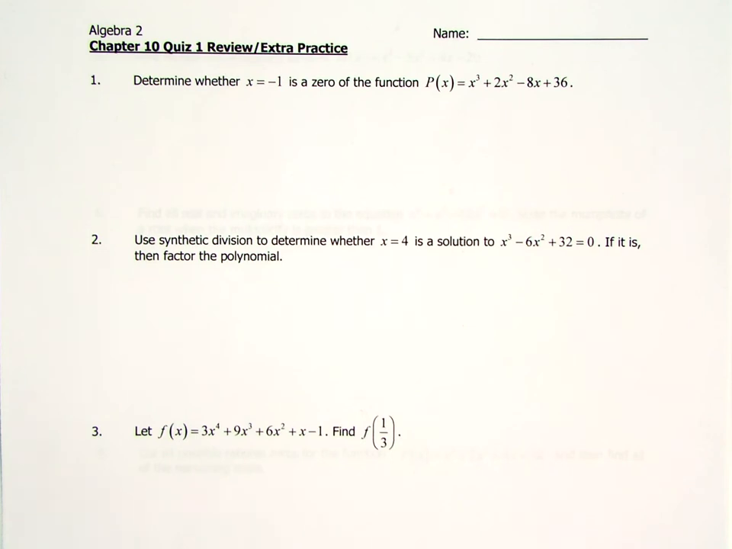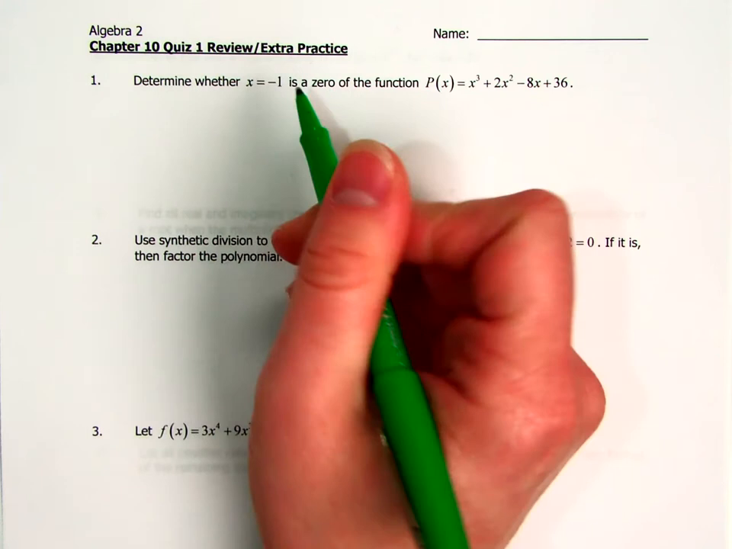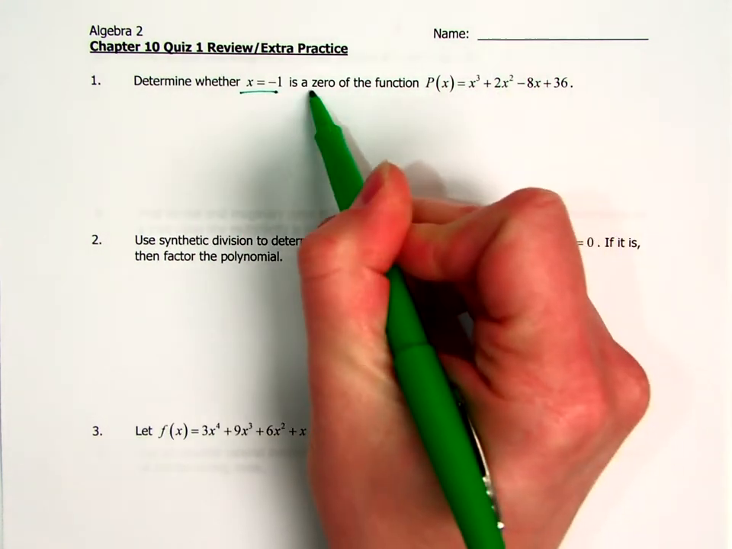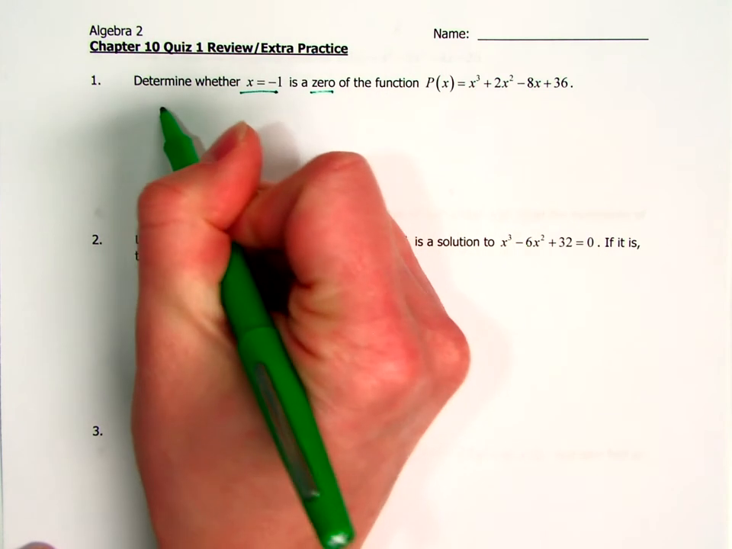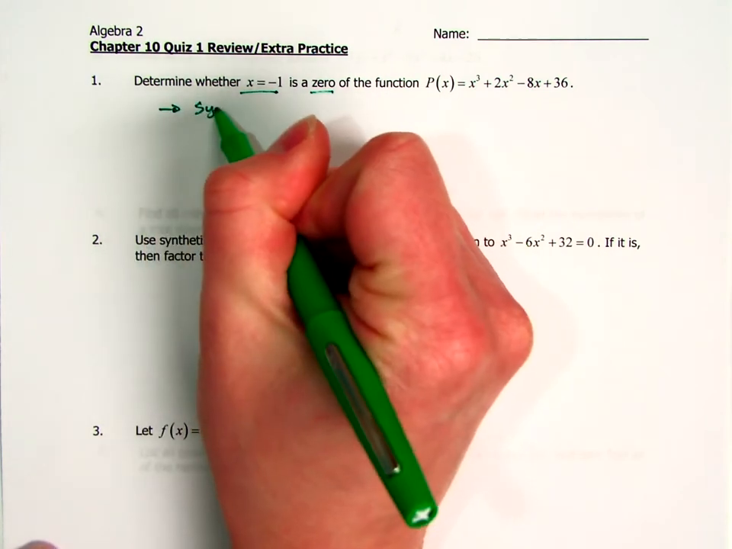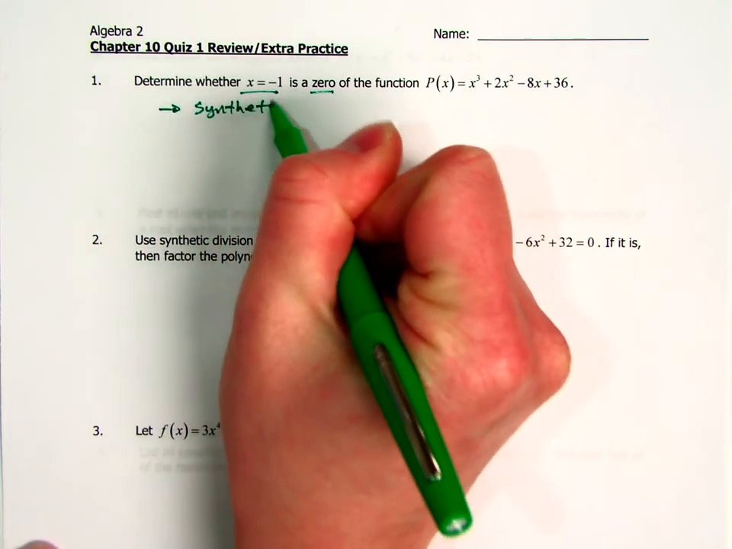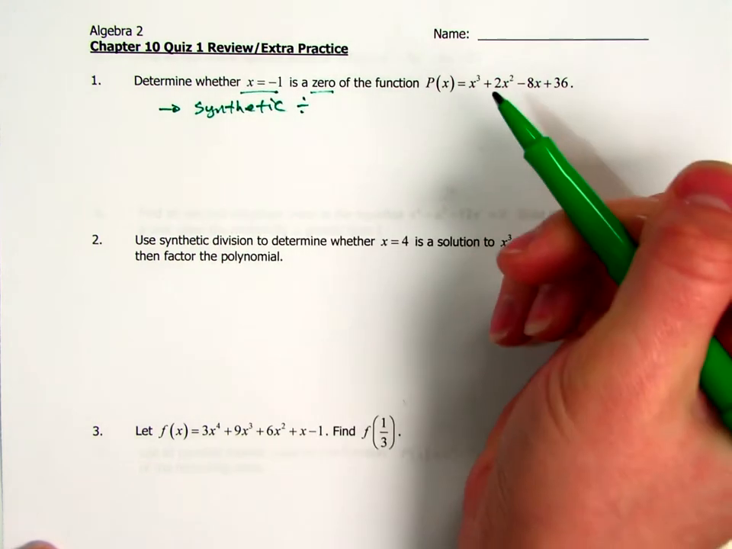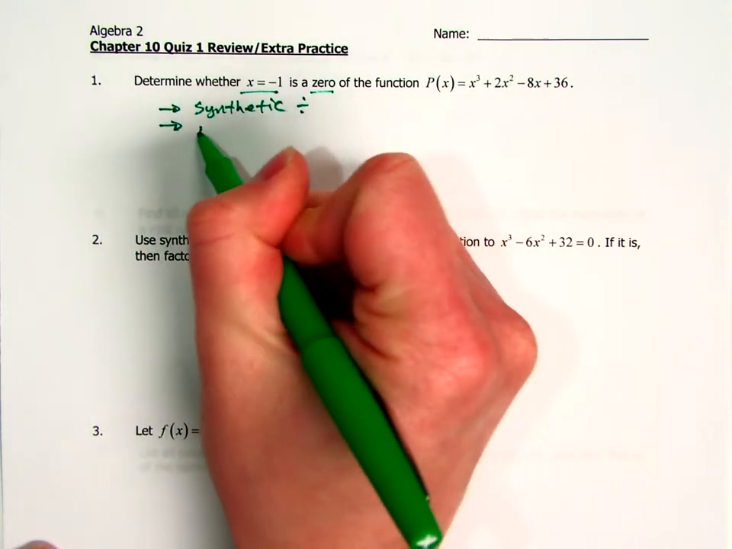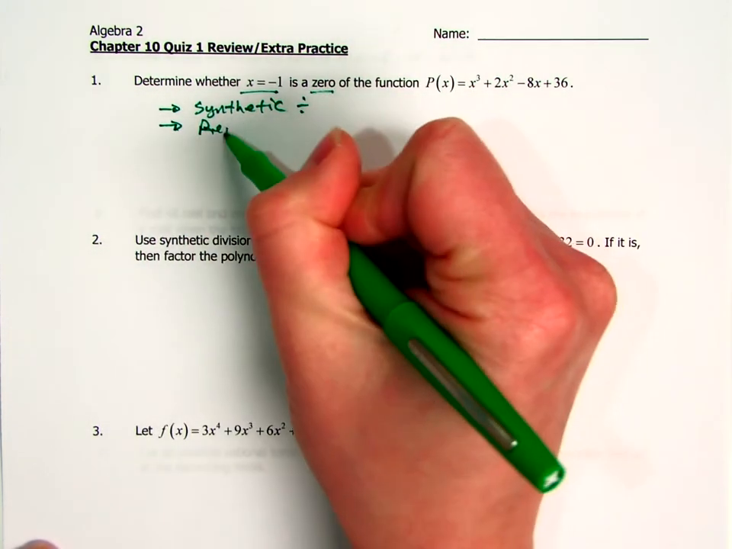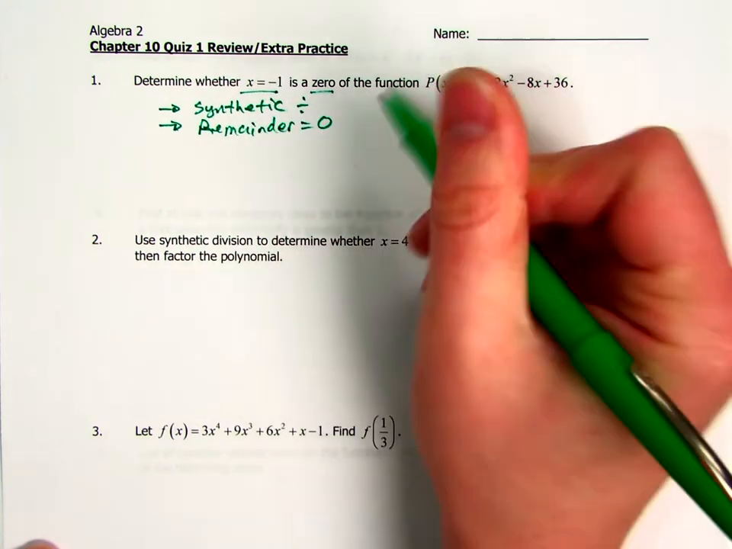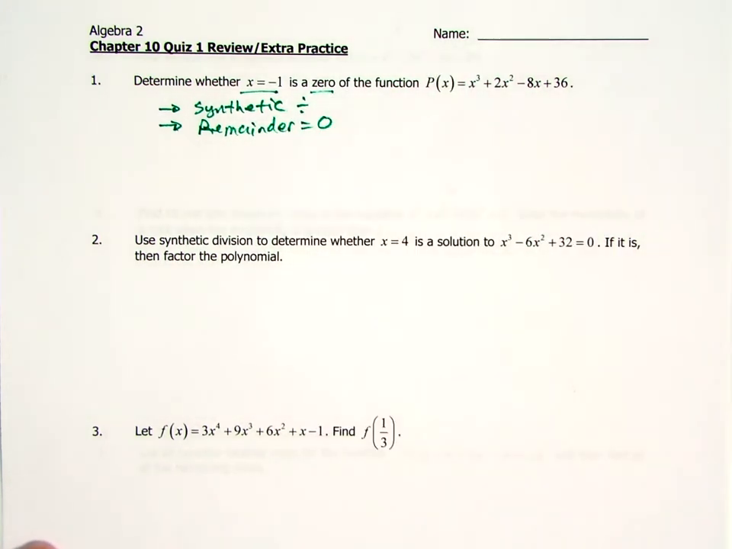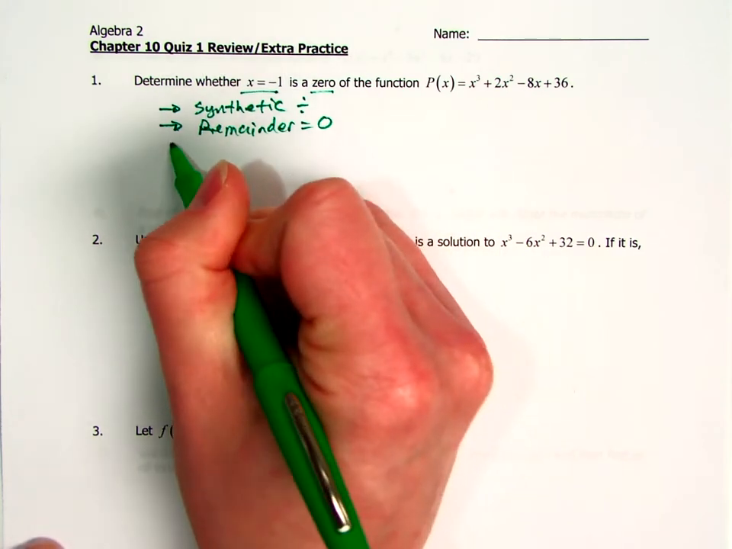Alright, so let's take a minute and look at number 1. Number 1 asks you to determine whether x equals negative 1 is a 0 of this function. Now there's two ways that we can do that. The first way is by synthetic division, right? If we use synthetic division, the idea is that the remainder has to equal 0. If the remainder equals 0, then it is a 0 or a root or a solution. So let's try that method.